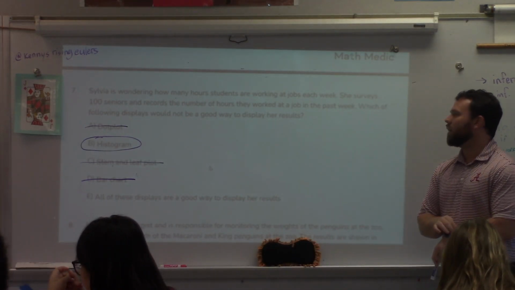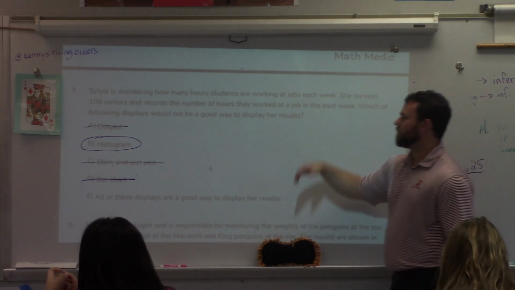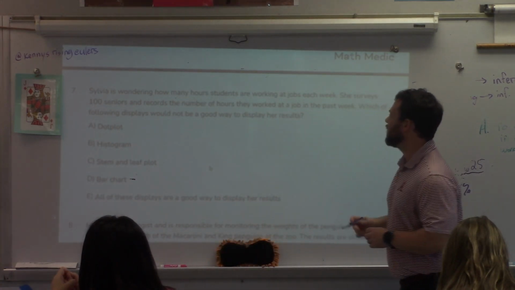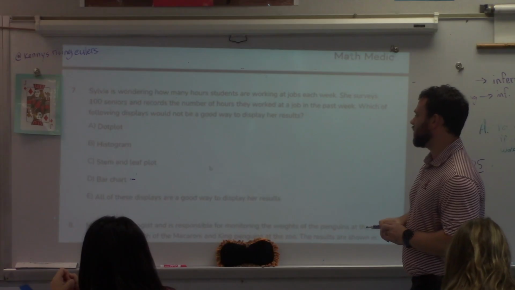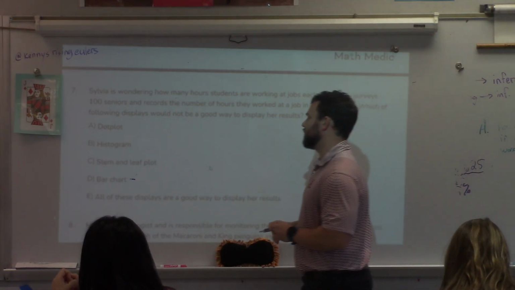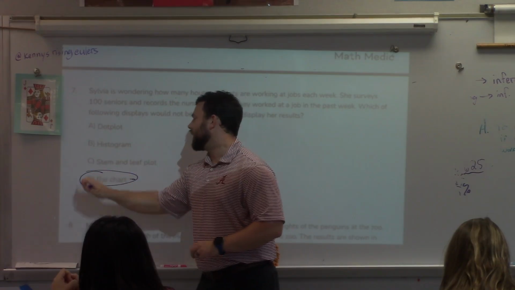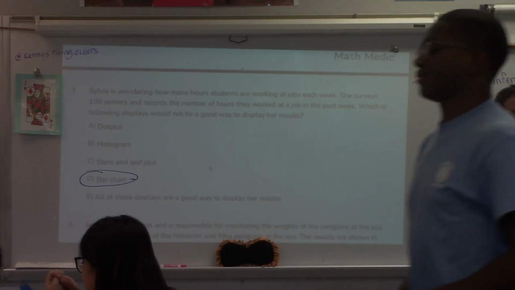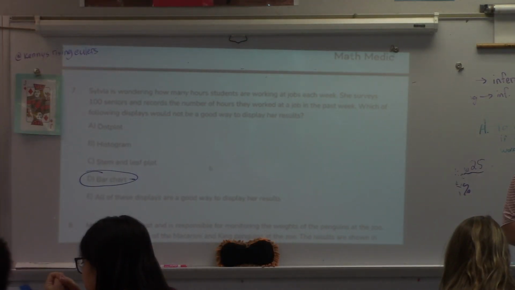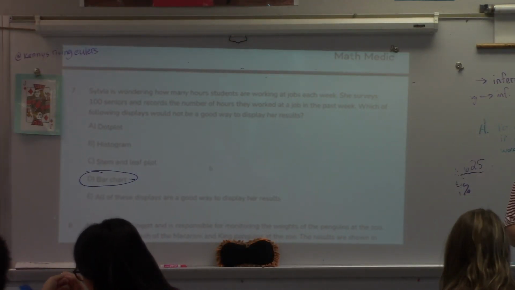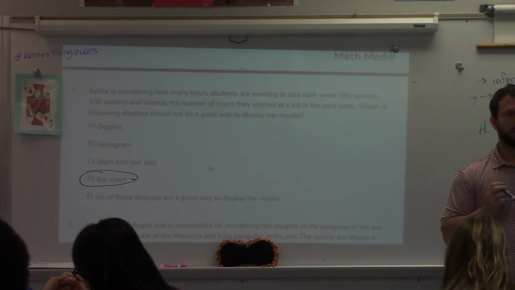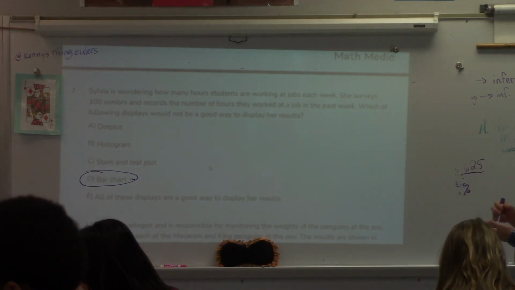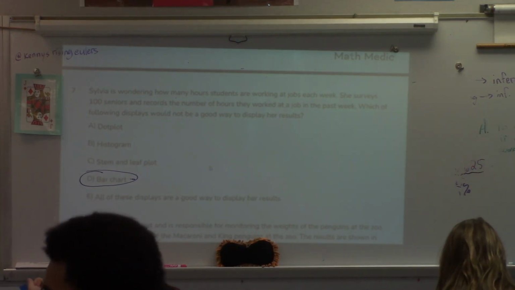What I will make a note of is which would not be a good way. These following displays would not be a good way to display her results: a bar chart. If we're only looking for one answer, it has to be a bar chart. I personally would not do a stem and leaf or a dot plot. Granted, if I have the data in technology, like a calculator or a computer, those can easily make dot plots and stem and leaf plots. Does that make sense? Yes. So a bar chart would not be acceptable because that's for categorical data.